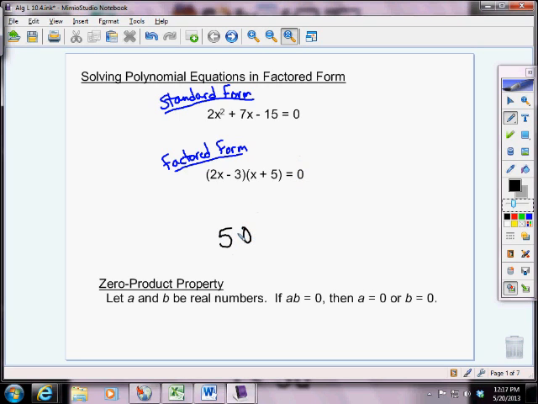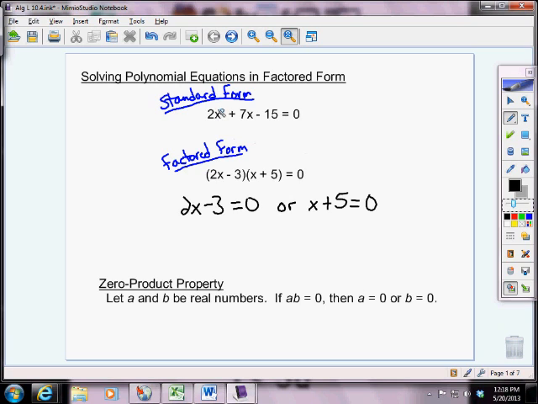5 times 0 equals 0. So if we had 5x equals 0, what does x have to be? X has to be 0. Because if you're going to multiply by 0, you get 0. And that's all the zero product property states. So if we can write it in factored form, set it equal to 0, what that means is either this factor has to be equal to 0, or this factor has to be equal to 0.